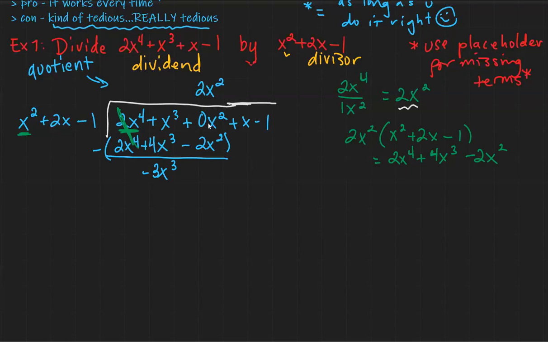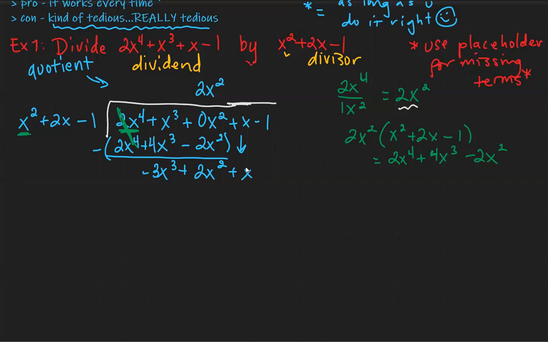That's why we need this placeholder here to show you that there is something that we're taking from or adding to, depending on what it ends up being. In this case, it ends up being adding to, because 0x squared minus the negative 2x squared becomes plus 2x squared. Okay, so now we bring down our next term. Let's bring down that plus x.